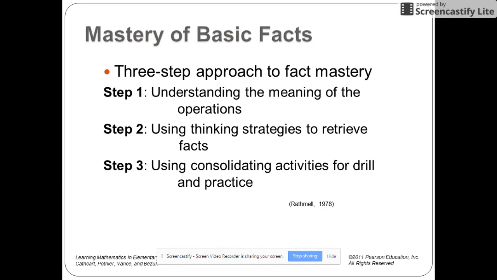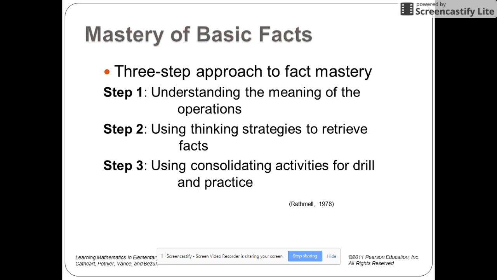Thinking strategies help children find the answer to basic facts problems without using concrete materials, by providing structure for organizing facts so that recall is easier. Okay, so your goal is to help them use those consolidating activities so that those fact recalls are easier and they have a strategy to depend on.